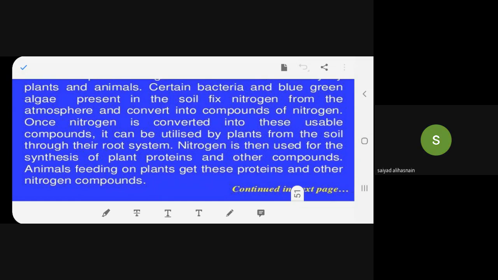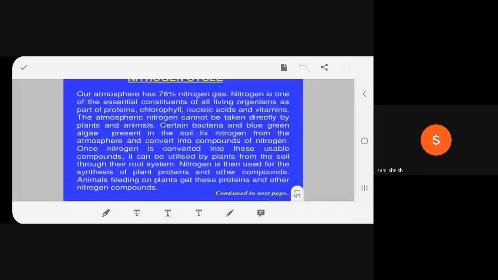The plant has prepared the food for animals. The plant has got the nitrogen in the form of proteins. The plant has already made proteins, and that protein is taken up by animals feeding on the plants. So they are getting ready-made proteins from the plants. Am I right?